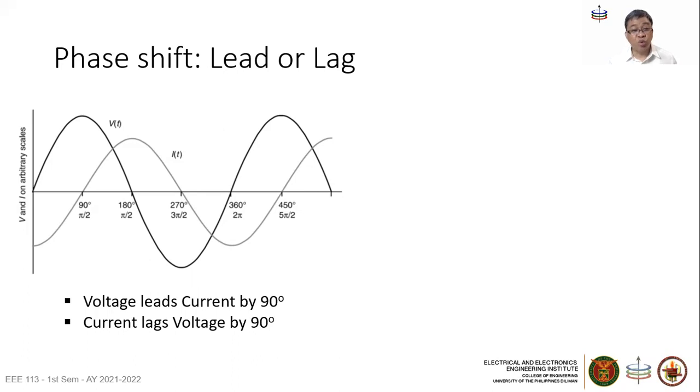Some of us would like to look at the peak values instead. The peak at 90 degrees, that's the peak at 180 degrees. This peak happened earlier, so this one leads this one by 90 degrees. So we say that voltage leads the current by 90 degrees. It is also correct to say that the current lags the voltage by 90 degrees. They mean exactly the same thing, equally correct.